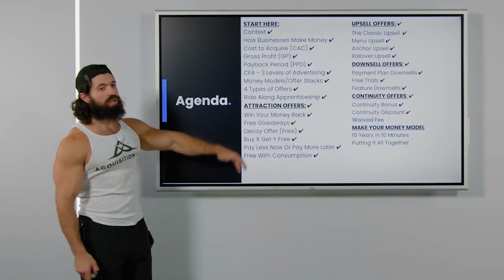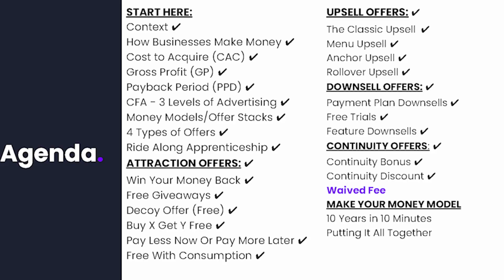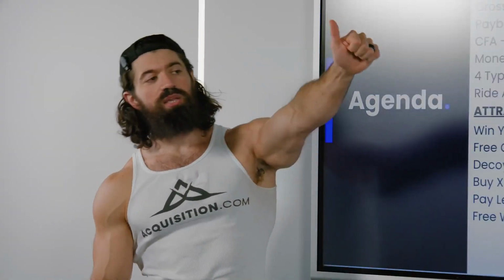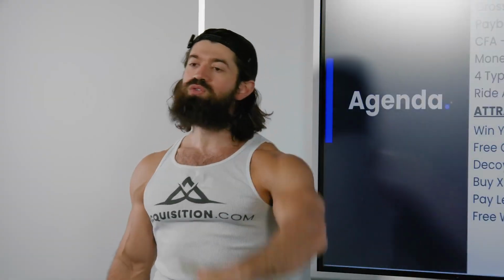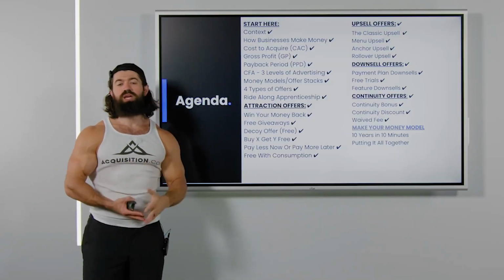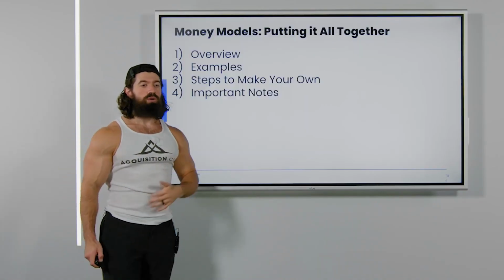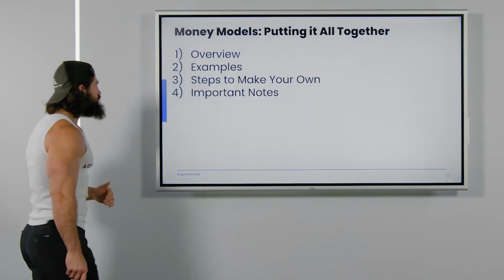So we just finished all of the continuity offers, continuity bonuses, continuity discounts, and the waive fee offer, which leads us to making your money model. So it is now your turn. Remember, there's document, demonstrate, duplicate. This is where I turn it over to you, where you need to combine these things in such a way that you can maximize the amount of money that you make in the first 30 days so you can profitably acquire customers and scale.